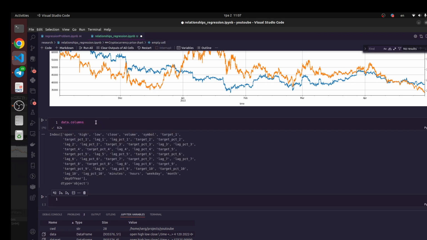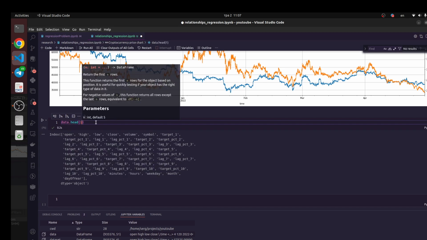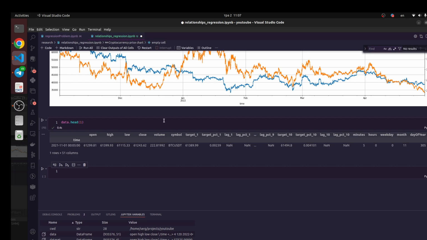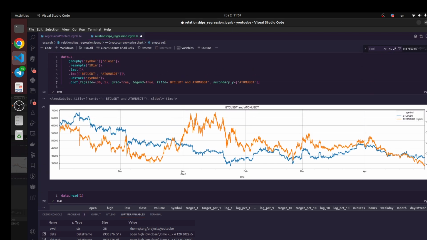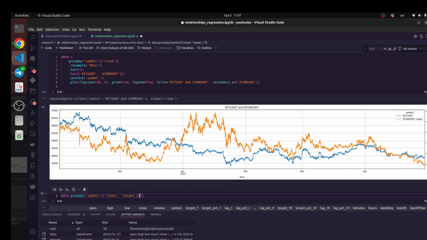Okay, so to represent this data in the correct format, let's do it. Let's look at, for example, the first row, and you see where the symbol is. We need to group by this data. Okay, so let's do it. Group by, and you need to take symbol, and let's take, for example, close. Some suggestion from Copilot, very nice tool.